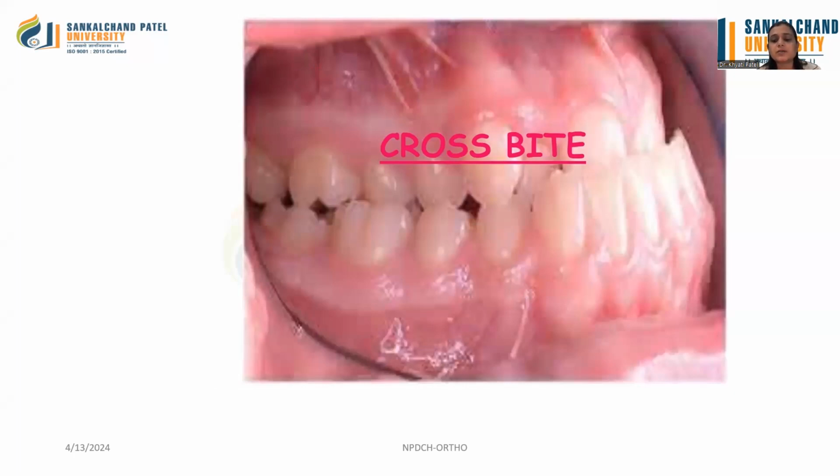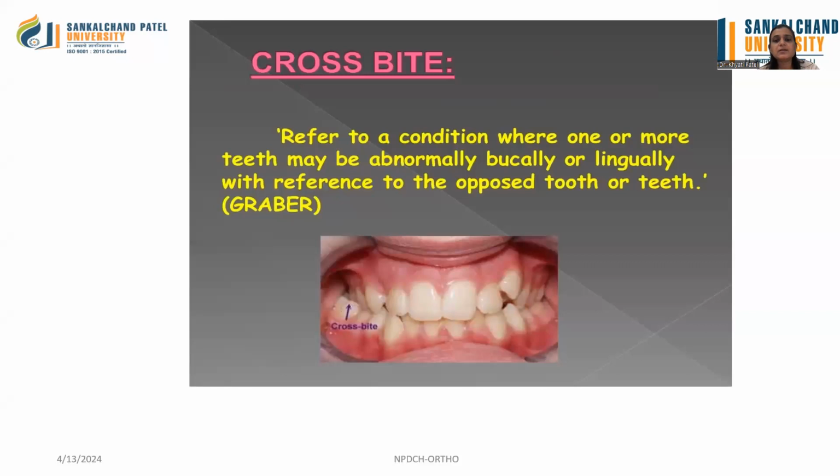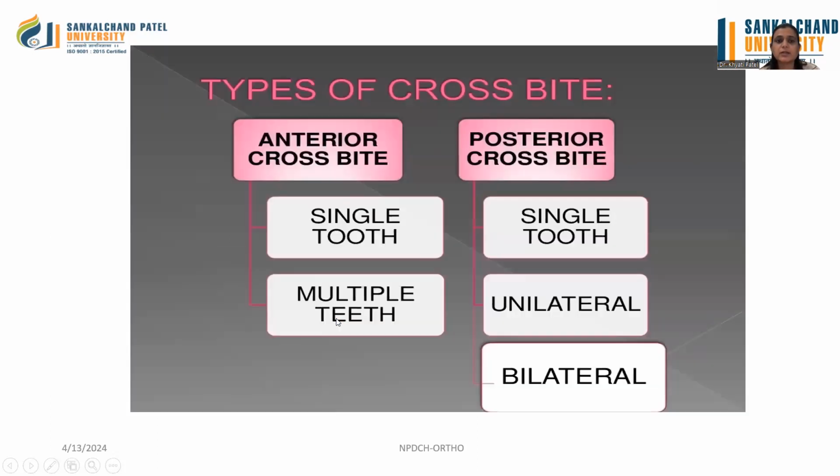Now comes the crossbite. What is crossbite? It is a condition where one or more teeth may be abnormally positioned buccally or lingually with reference to the opposing tooth or teeth. You can see the maxillary molar is inside and mandibular molar is outside. So it is crossing the arch, so it's a crossbite.